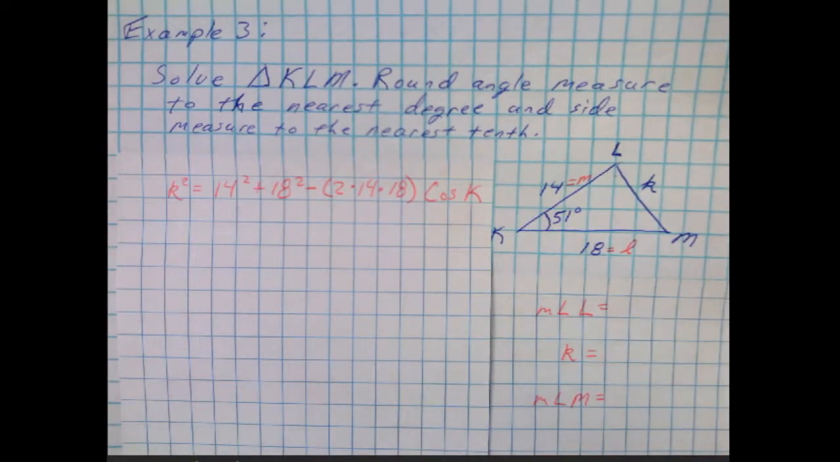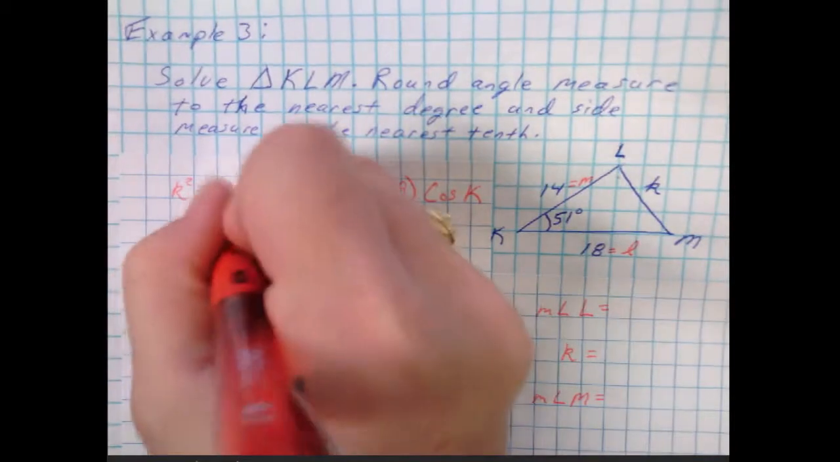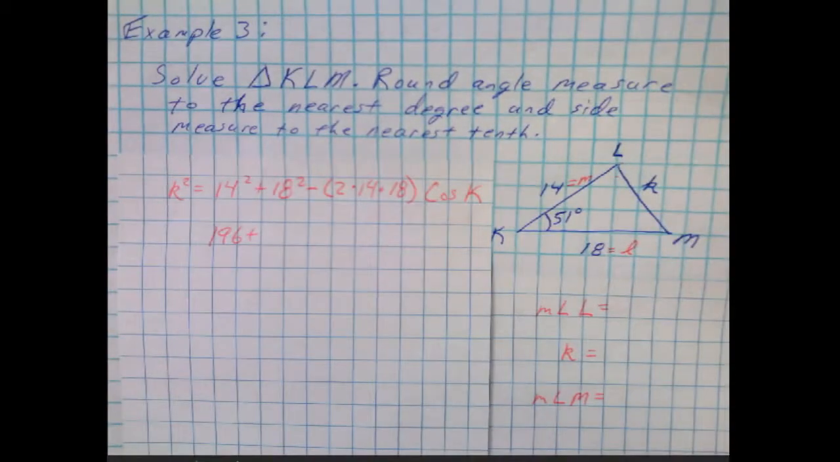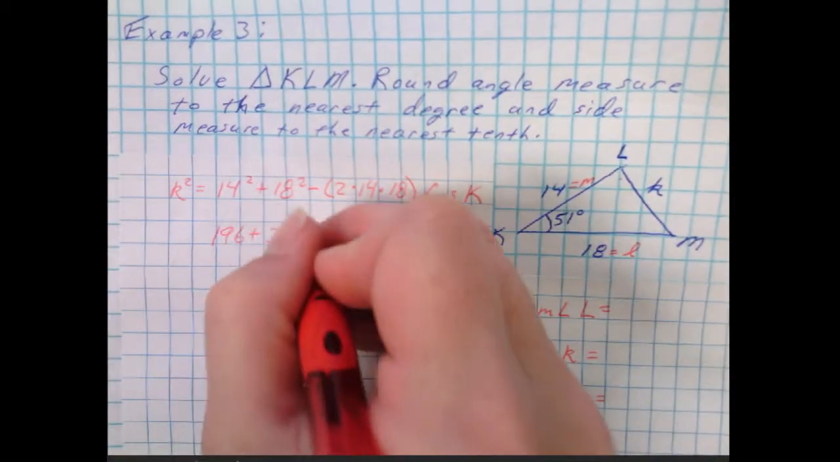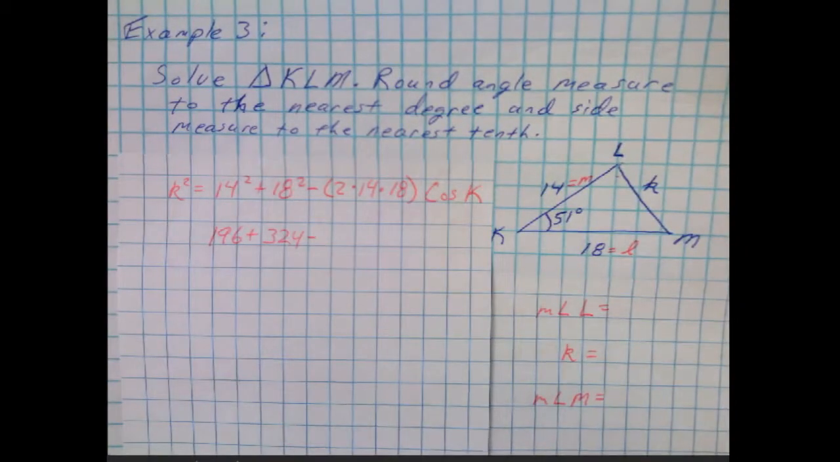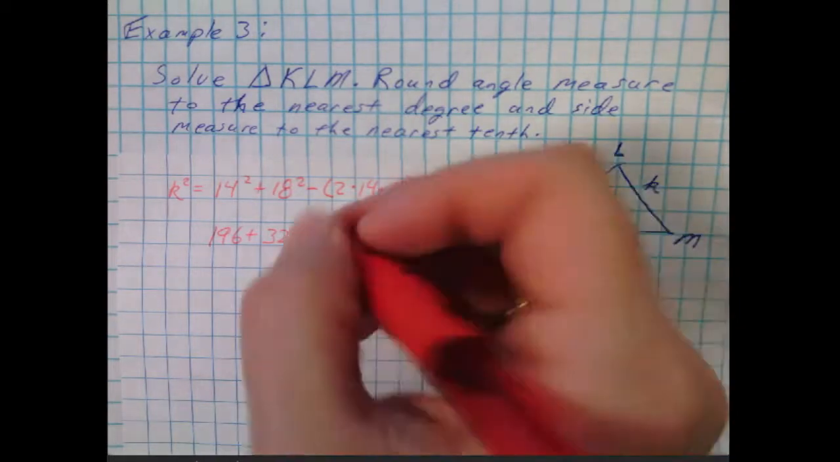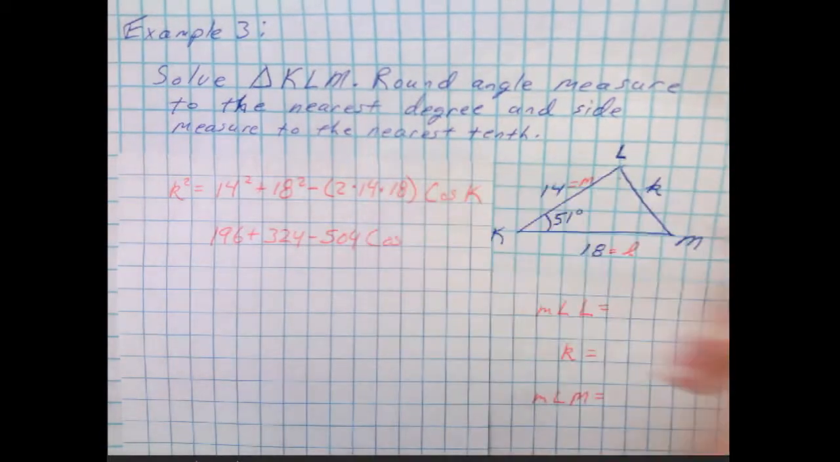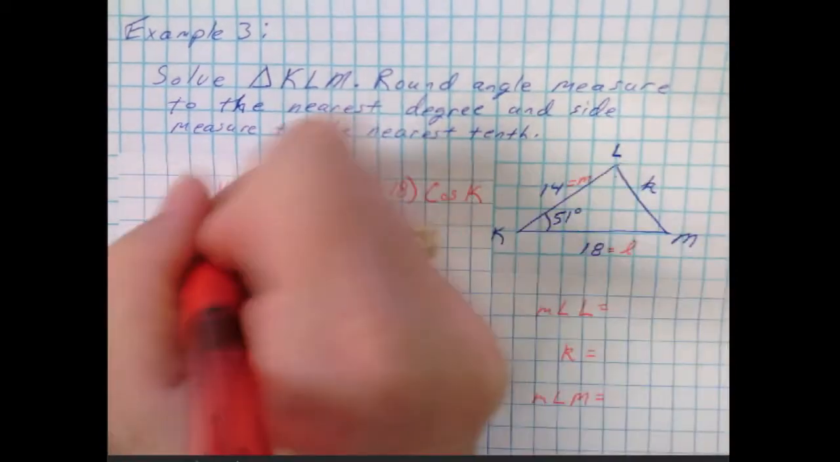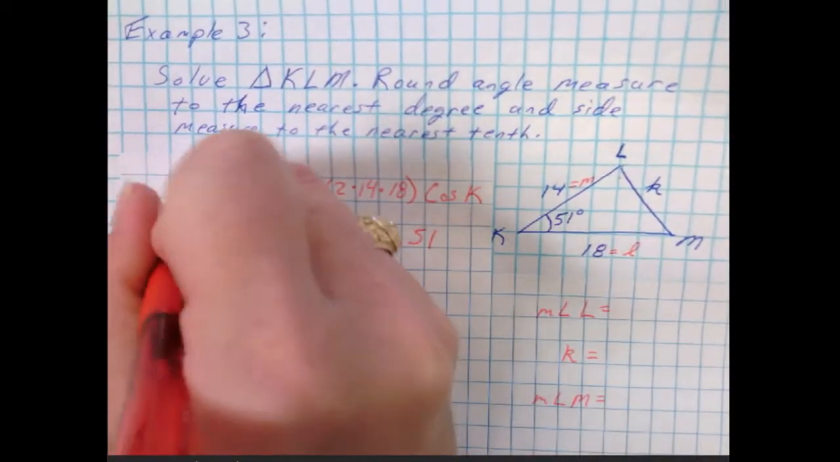Alright, so then we're just going to start simplifying things here. So we have 14 squared. If we punch that into our calculator, we get 196. Plus 18 squared is 324, minus, we're going to take the 2 times the 14 times the 18, and we get 504. And then we have cosine of 51, and that all equals our K squared.